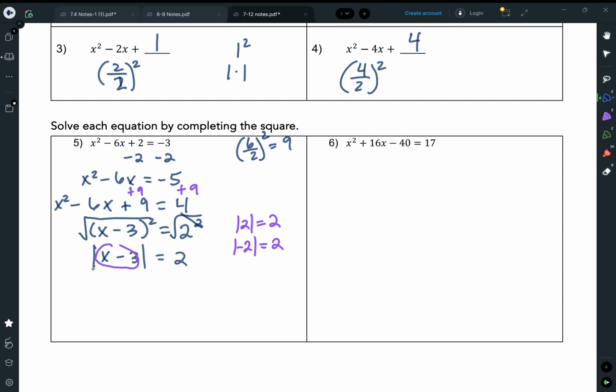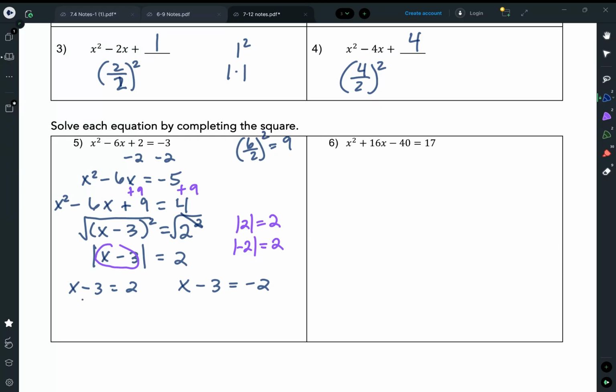So the first absolute value I'm going to trade in for x minus 3 equals 2. And my second absolute value I'm going to get rid of by writing x minus 3 equals negative 2. So there's two absolute value signs, we write two equations. It's just something that kind of helps students.